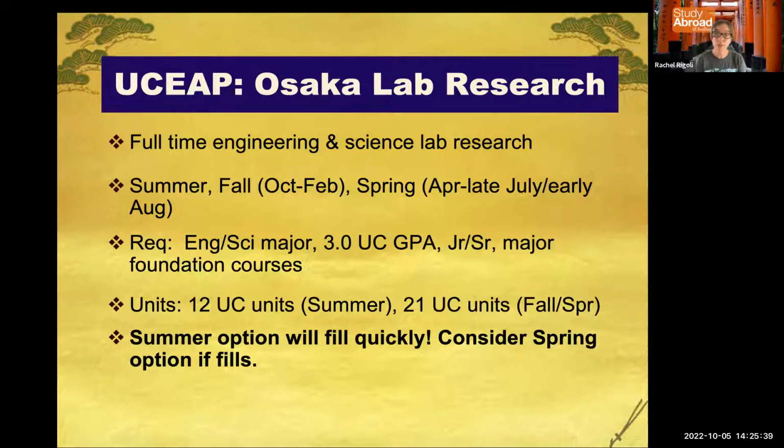If you go abroad in the summer, you're going to get 12 units. If you go abroad in the spring or the fall, you're going to get 21 units for this program. And I have to warn you, the summer program fills quickly, and EAP is changing how they're doing the application. And I'm going to go through that at the very end, later on in the presentation. So if you don't get in for the summer, consider the spring semester if that works for you.